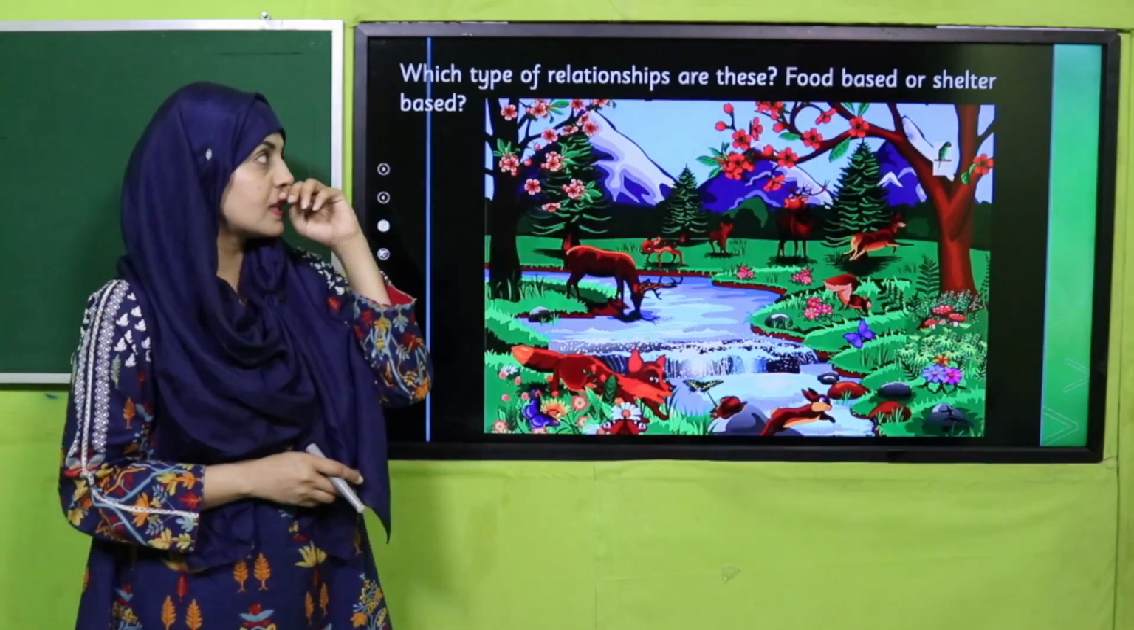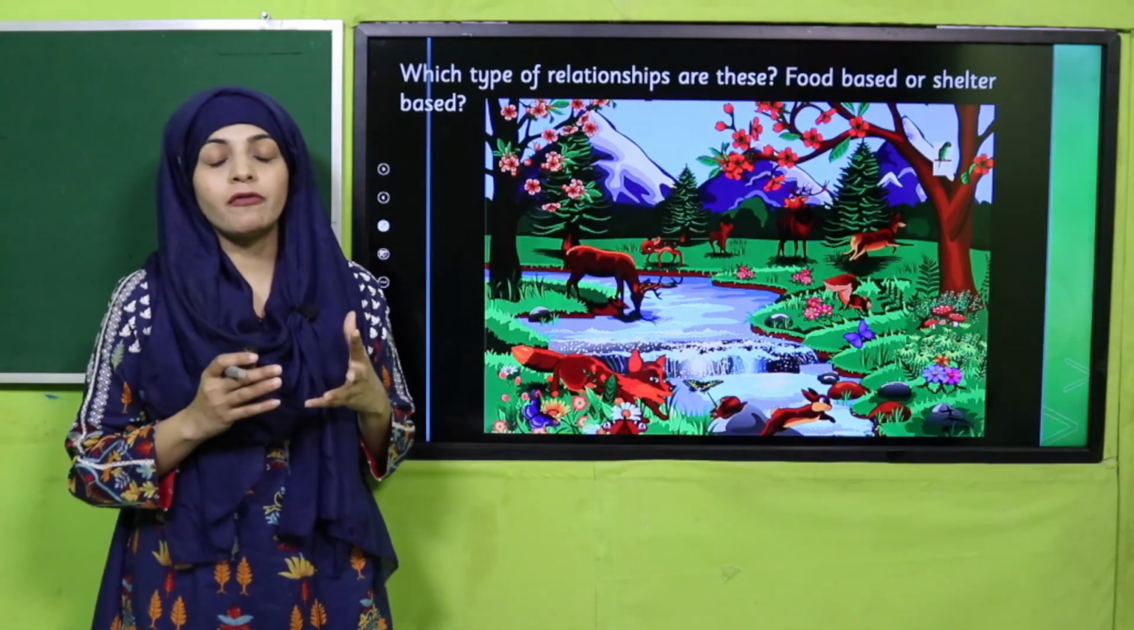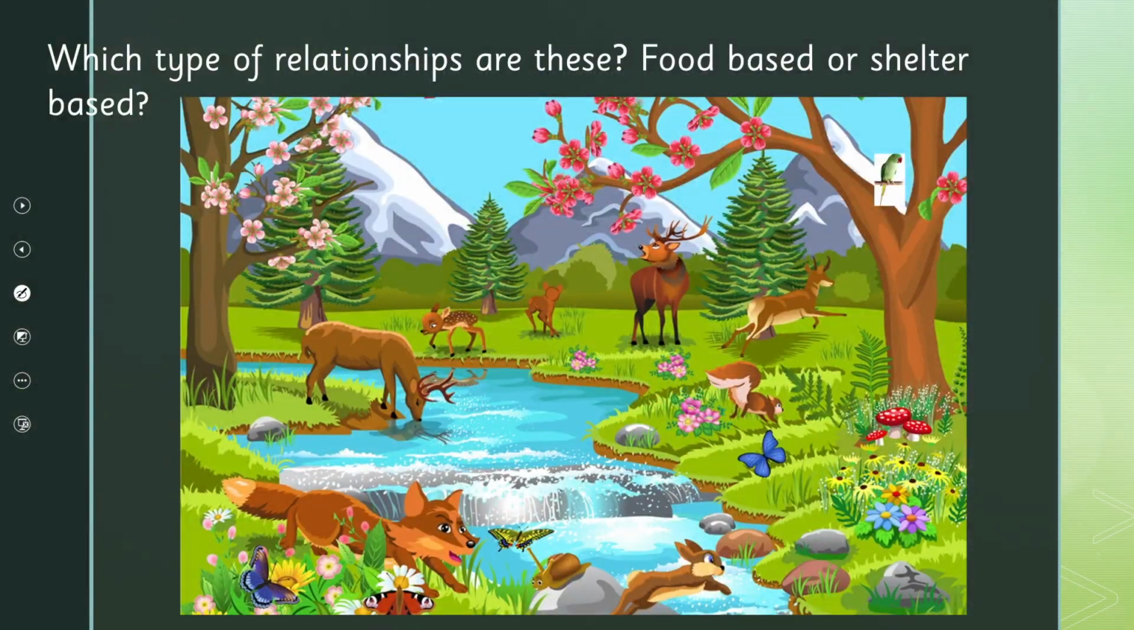So my dear students, now is the time for a question. Quickly look at the picture here and tell me which type of relationship are these, food based or shelter based.